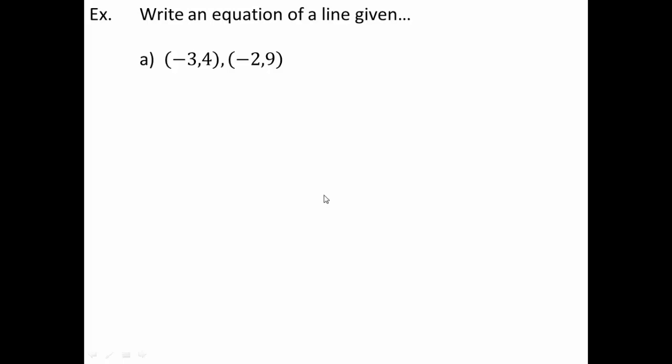Alright, so hopefully you were able to remember how to do this from all of your previous math classes. I have two coordinates. The first thing I need to do is figure out the slope. I can figure out the slope by using the slope formula, y2 minus y1 over x2 minus x1. Keep in mind I'm subtracting negative 3, double negative is a positive. Clean it up, 5 over 1, or just 5.